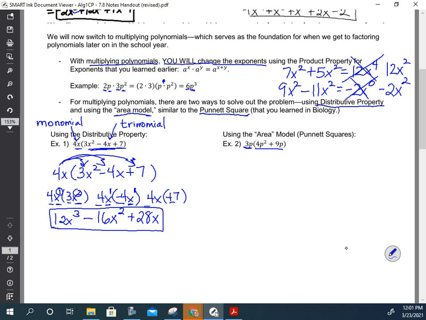So, just to review terminology. 3p is one term. What's the name of it? Monomial. 4p squared plus 9p, that's two terms. So its name begins with the letter B. Binomial. So monomial is 1, binomial is 2, trinomial is 3, 4 and above is a polynomial.